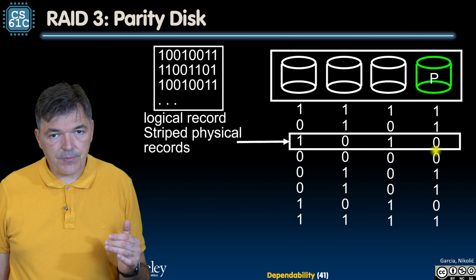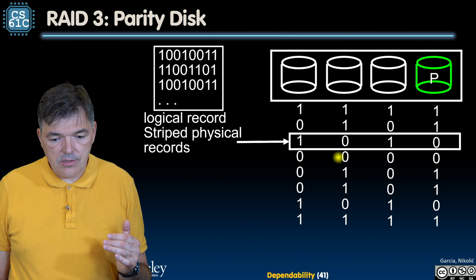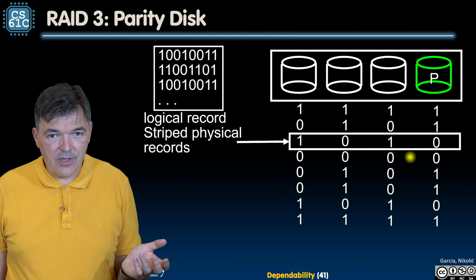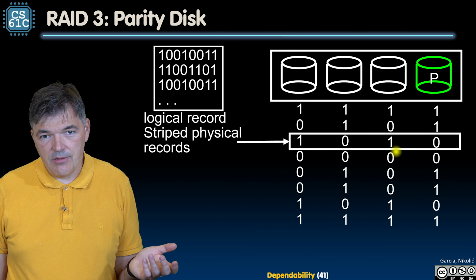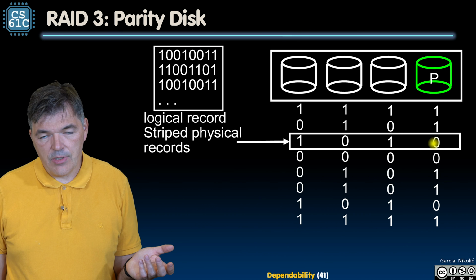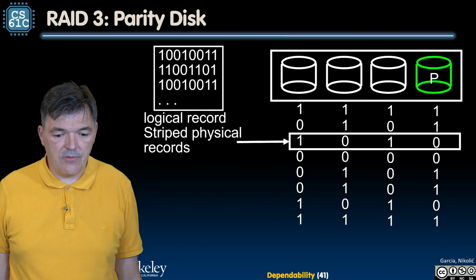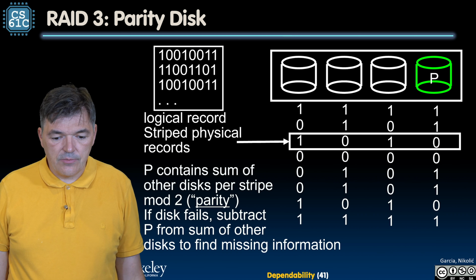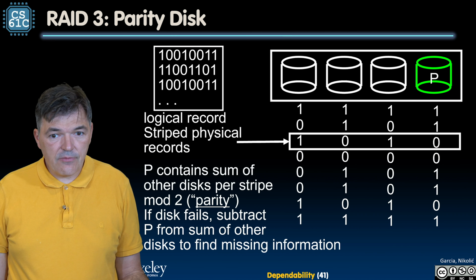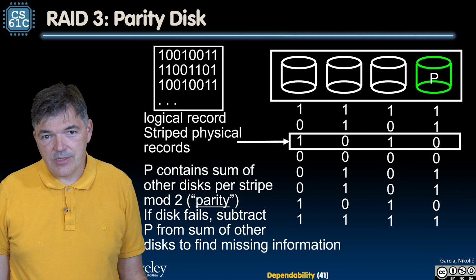This parity here is computed in the same way as we have done in the past. If we have an even number of bits in a word, then the parity bit is zero. It just basically maintains even parity there. So if a disk fails, then the parity is going to replace it.